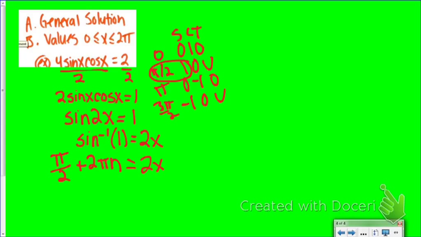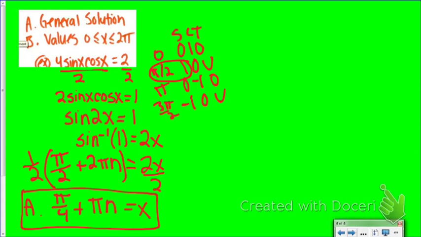So now, what I have to do to get x by itself is divide by 2, or multiply by 1/2, and remember, that has to be every term. So now, I'm going to get pi over 4 plus pi times n as my general solution. So that's part A, that's my general solution.